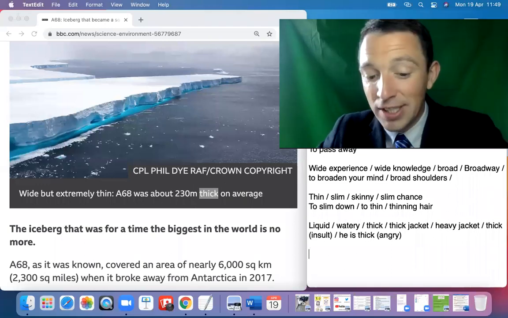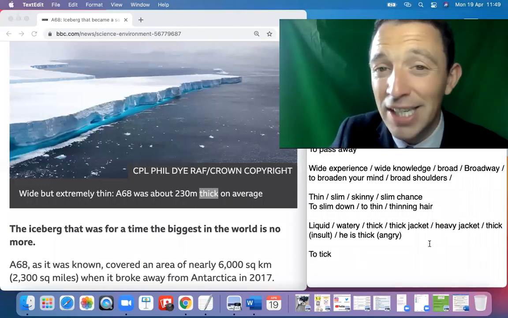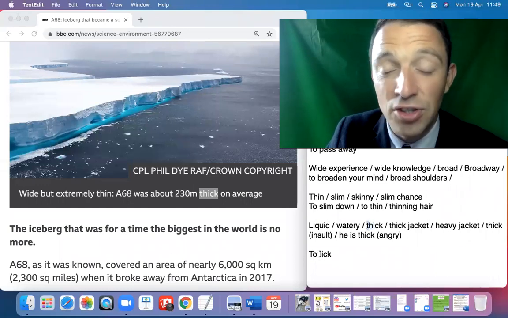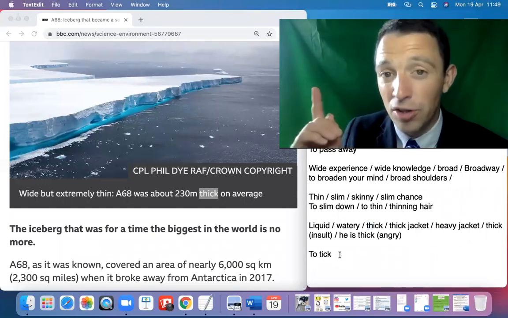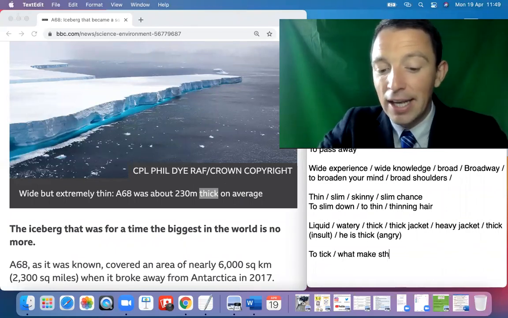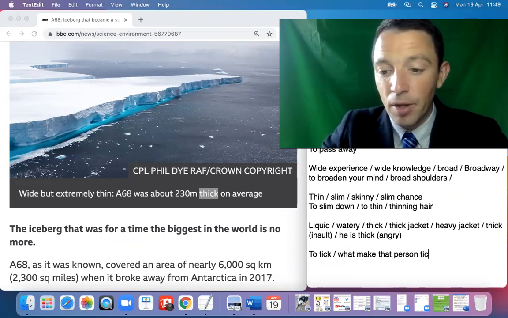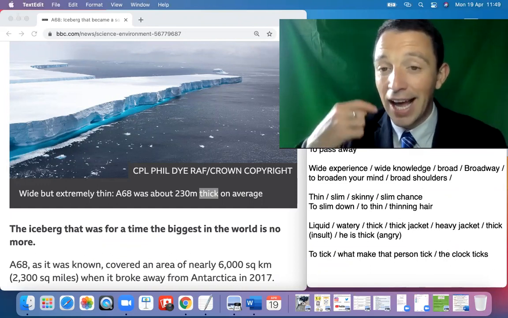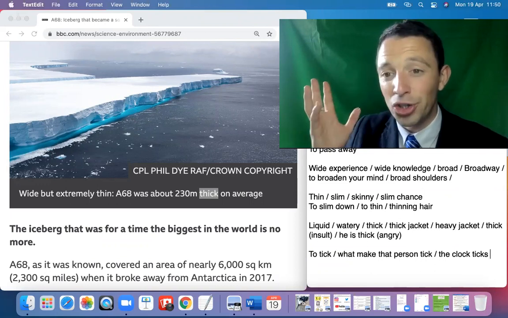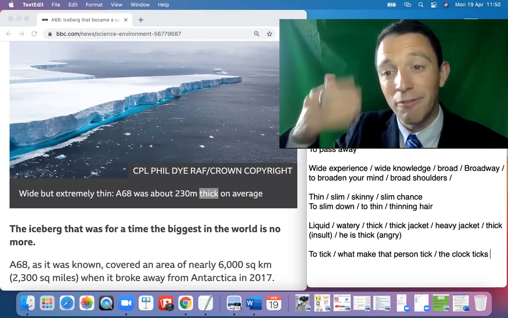There is another verb which is different to thick. So this is an example of the difference in the pronunciation, th, thick, and just t, tick. Okay, also we have another expression in relation to tick. We say what makes that person tick, and that means like the clock, because the clock ticks. Okay, and that means tick, tick, tick. So it's a metaphor for function. So what makes that person function?